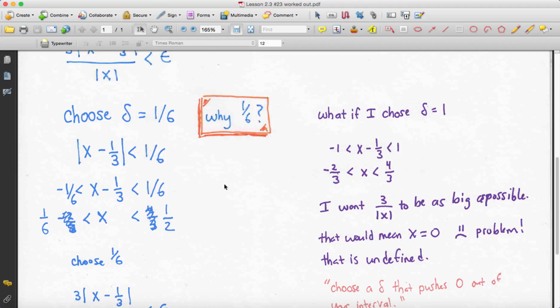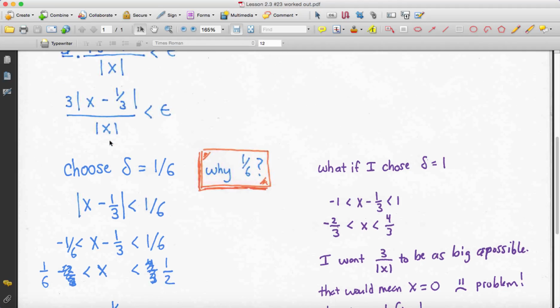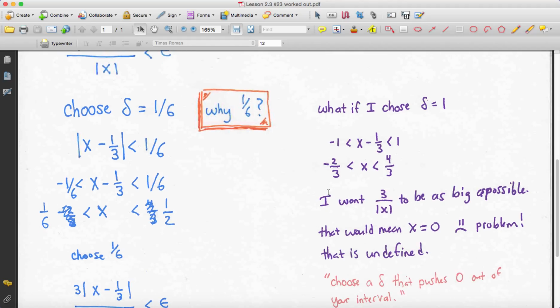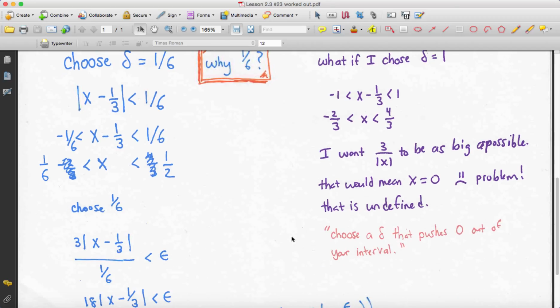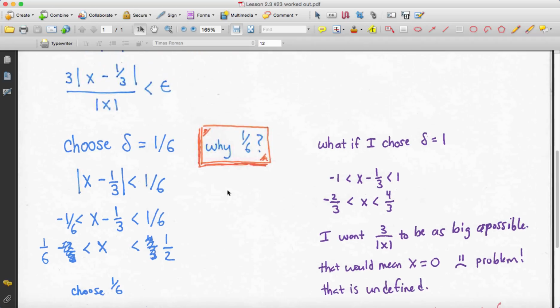Now remember the goal. The goal is to make 3 over the absolute value of x as big as possible. Well, negative 2/3 isn't going to do it because the absolute value of negative 2/3 is 2/3. And 4/3 isn't going to do it either. There's actually a number in this interval that makes 3 over x as big as possible. Do you know what that number is? It's 0. Because 3 divided by the absolute value of 0 would be positive infinity. It would be undefined, and that's as big as you can get. And that's a major problem because we're not allowed to divide by 0.